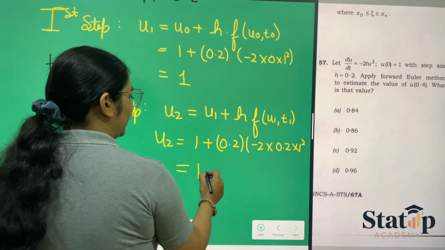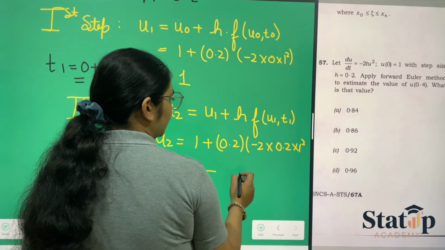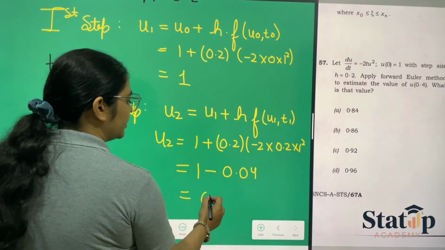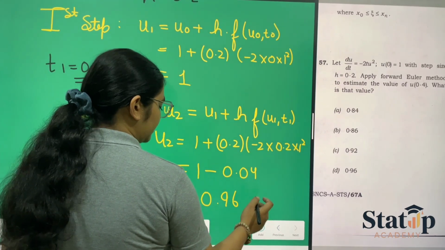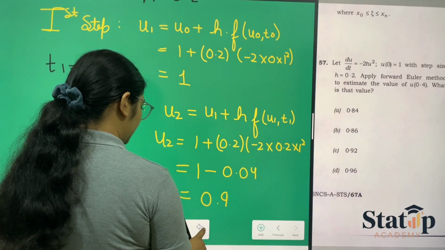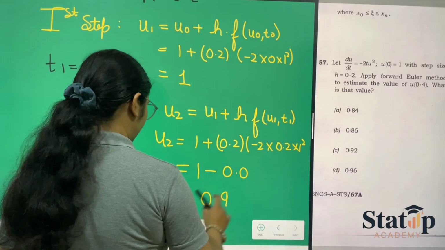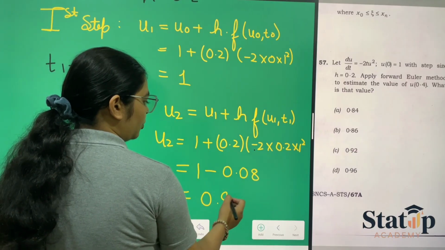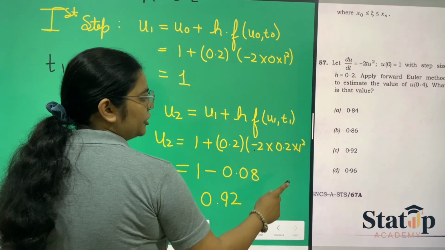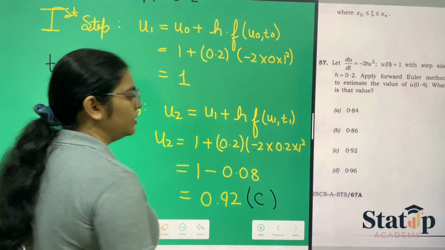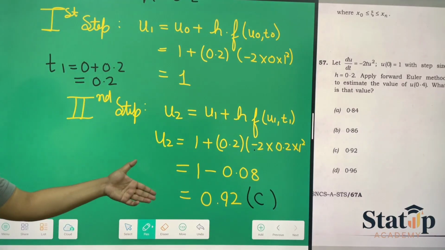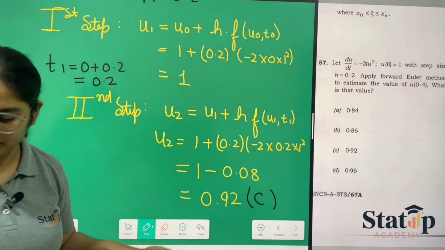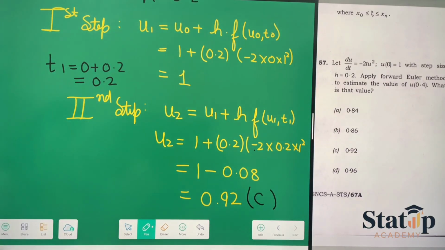It will be 1 minus 0.04, which is 0.96. Sorry, 0.08. 2 2s are 4, 2 4s are 8, which is 0.92, which is our option number C as the correct answer. You can check the calculation by doing that on your own, and the final answer that is coming here is option number C.